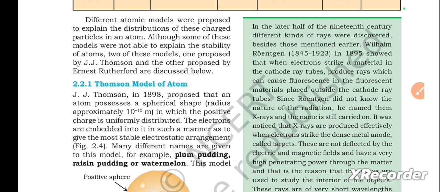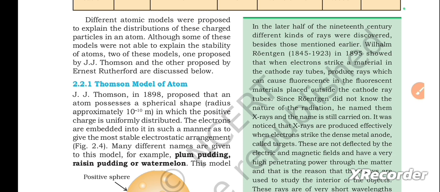First one, Thomson model of atoms. J.J. Thomson in 1898 proposed that an atom possesses a spherical shape, radius approximately 10^-10 m, in which the positive charge is uniformly distributed. The electrons are embedded into it in such a manner as to give the most stable electrostatic arrangement, Figure 2.4.